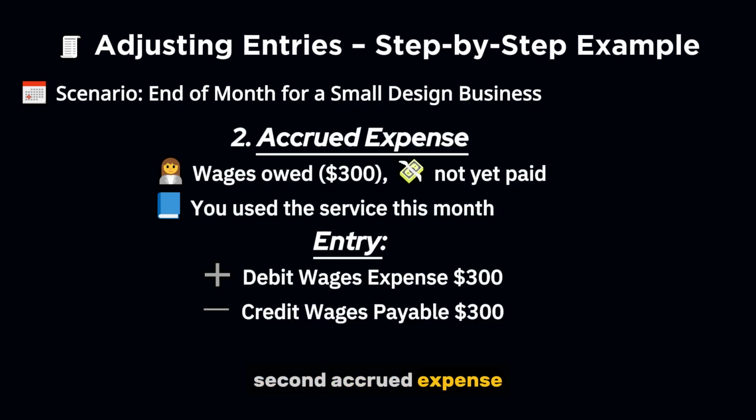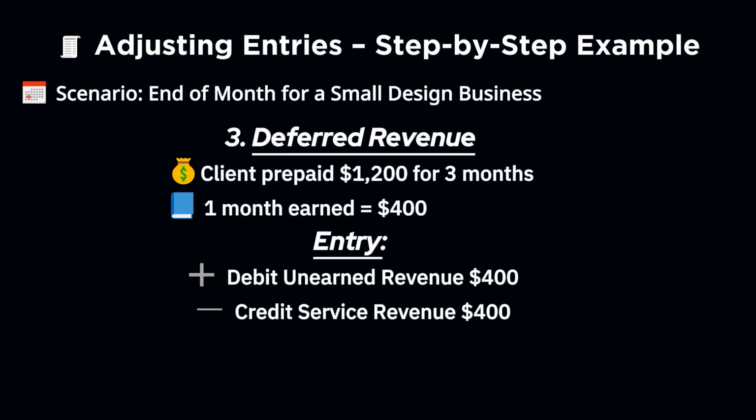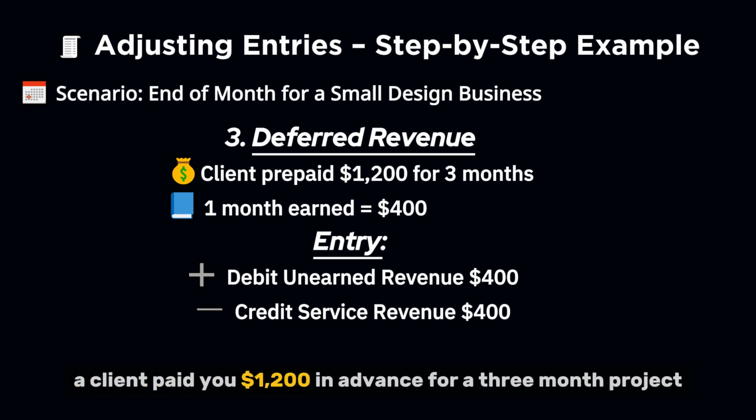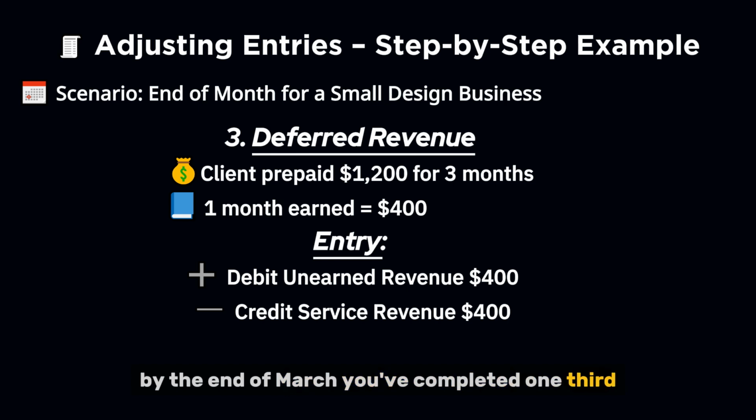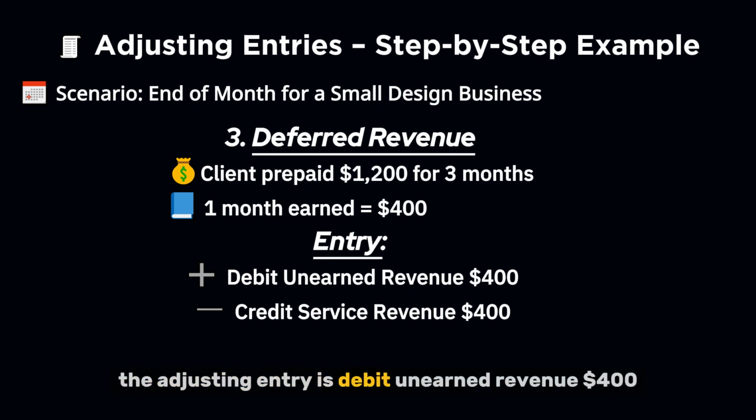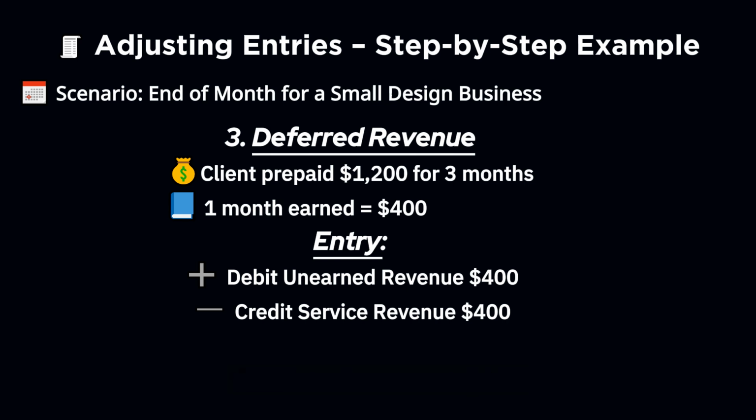Second, accrued expense. You owe $300 in wages for March, but payday is in April. The entry is debit wages expense $300, credit wages payable $300. This puts the expense in the right month. Third, deferred revenue. A client paid you $1,200 in advance for a 3-month project. By the end of March, you've completed 1/3. The adjusting entry is debit unearned revenue $400, credit service revenue $400. That recognizes just the part you've earned.